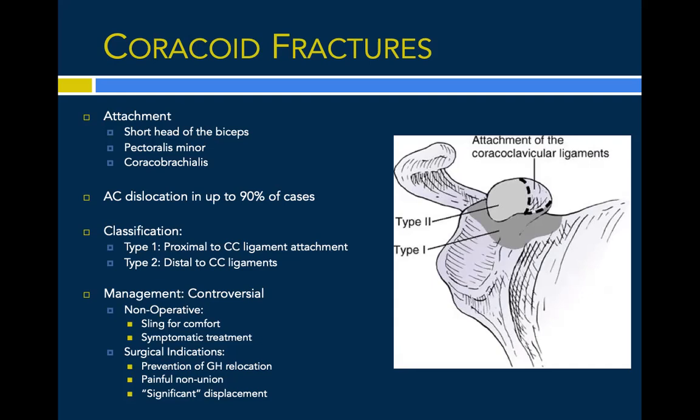Non-operatively, we'll do a sling for comfort and symptomatic treatment. But surgical indications include prevention of glenohumeral relocation, i.e. if a fracture fragment occurs with a glenohumeral joint dislocation and you can't reduce the glenohumeral joint because your coracoid fracture fragment is in the way. Second is a painful non-union. So this is more common with the base, these type 1s, where all of the forces short of the biceps, pec minor, as well as the coracoclavicular ligaments create a lot of stress and can cause pain. And then, quote, significant displacement.